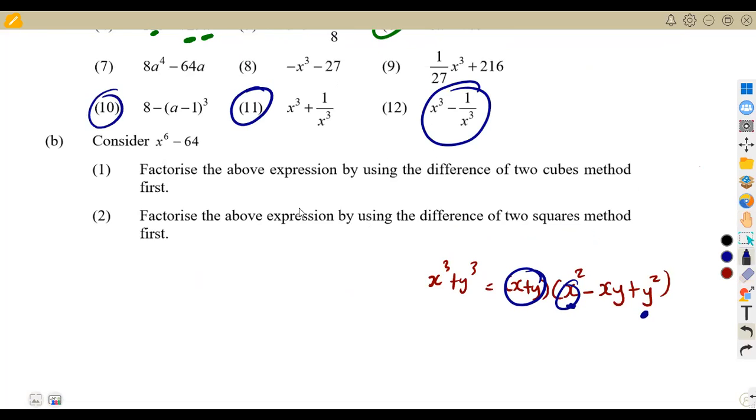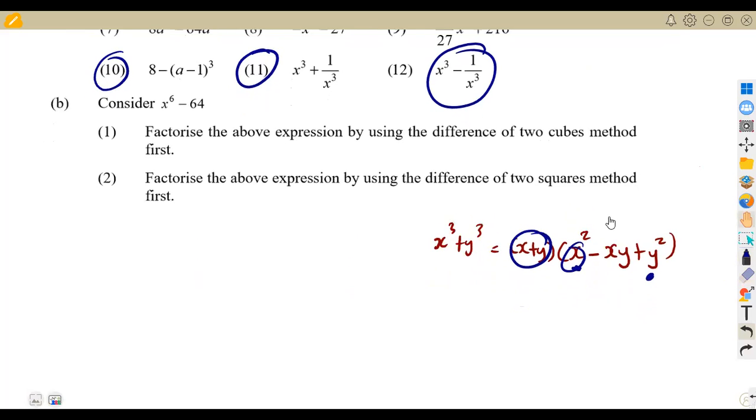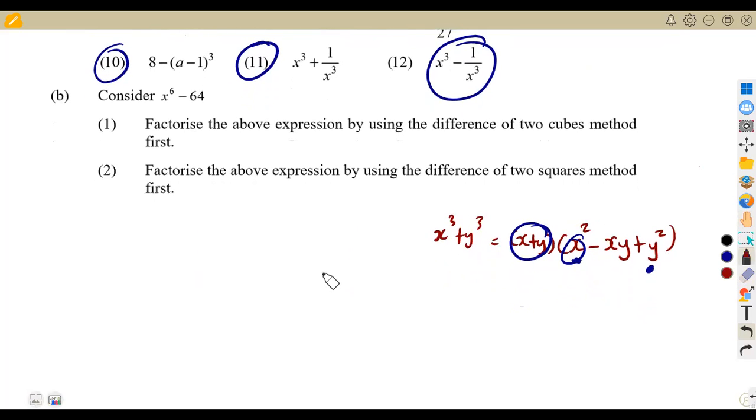All right, what about 10? Let me see this 10 here together with you guys, because it can cause confusion for some of us. Number 10, we are given 8 minus (a minus 1) to the exponent of 3.